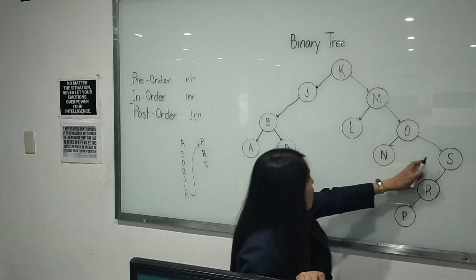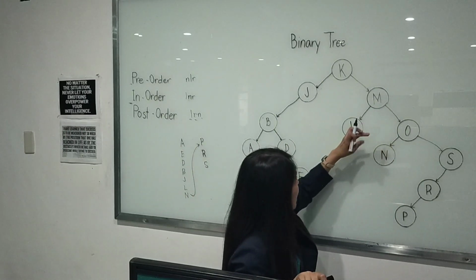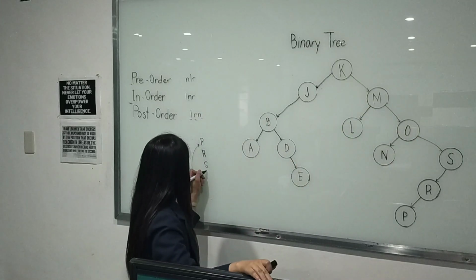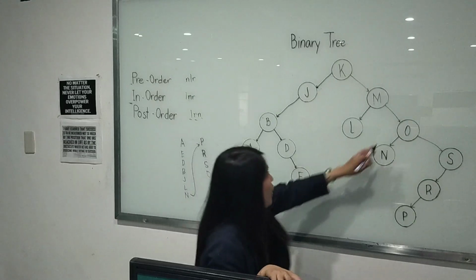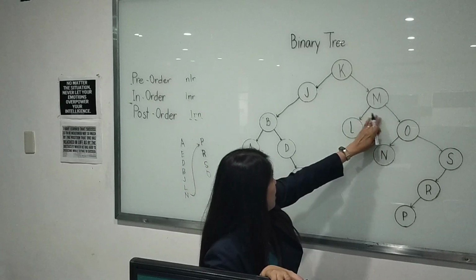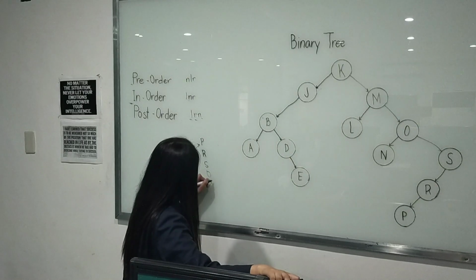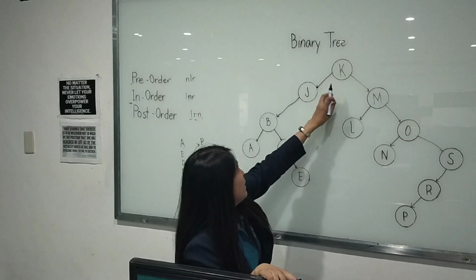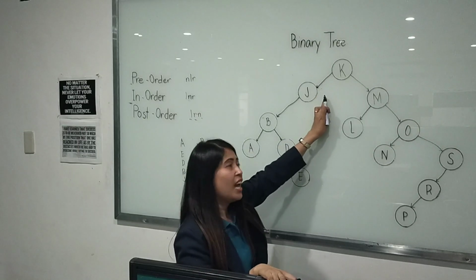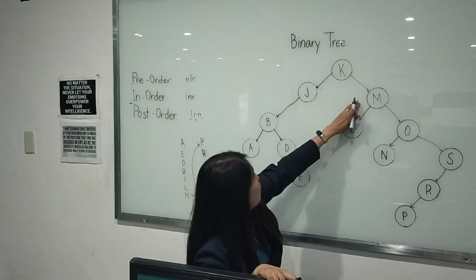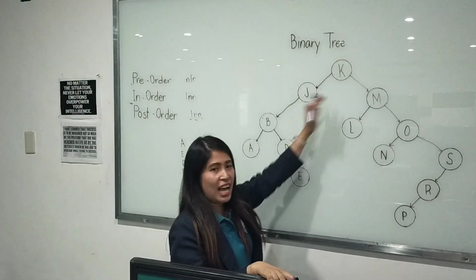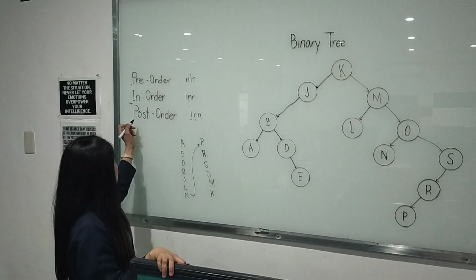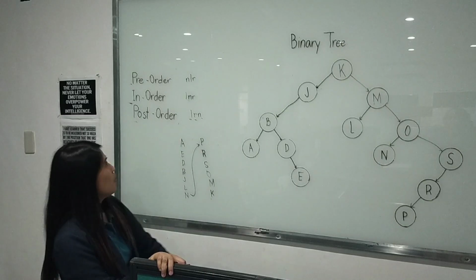And then after that, we will go back to O. Since we're done visiting the left subtree and the right subtree of the O, we will now print the O. Then after that, we will go back to M, and then done with left, done with right, then we will print the M. And we will go back to K, and since we're done with the left subtree of the K and done with the right subtree of the K, this time we are going to print the K. So this is how to do the post-order traversal of this binary tree.